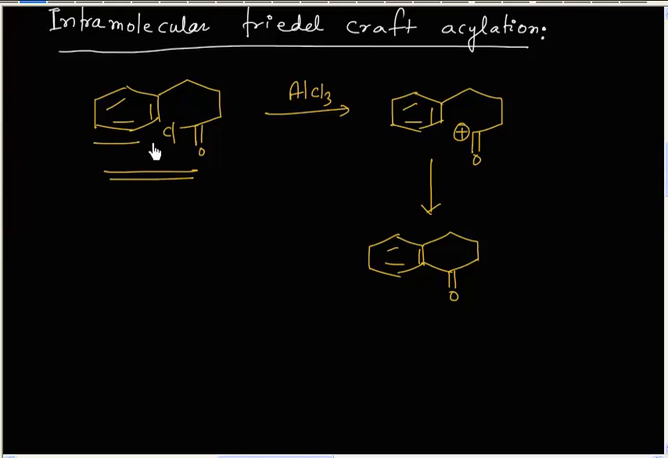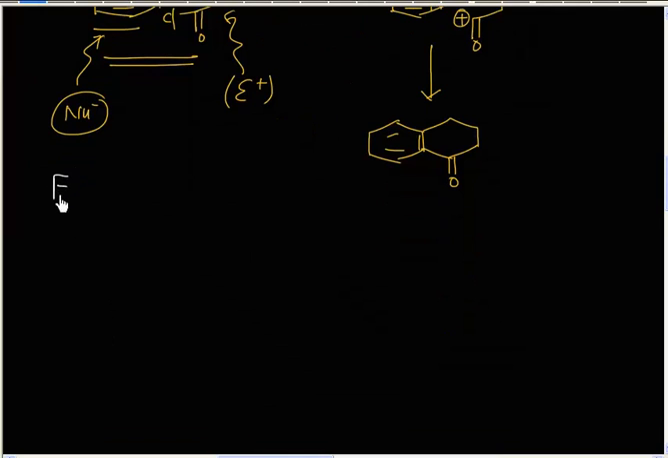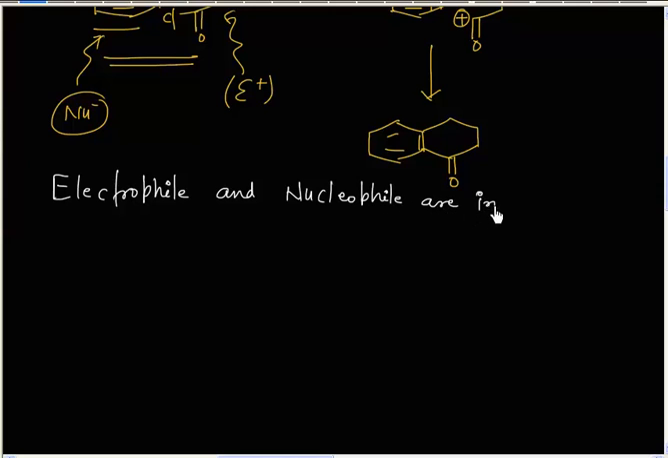So we have electrophile and nucleophile in the same molecule. Benzene is acting as a nucleophile and this part of the molecule is acting as an electrophile. So in this case we can say electrophile and nucleophile are in the same molecule.